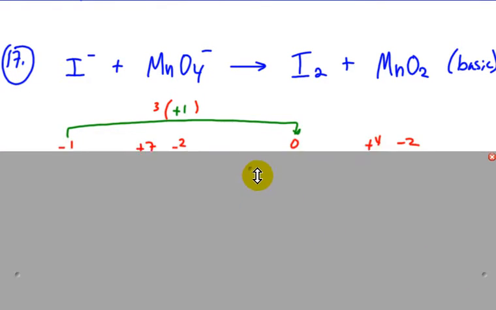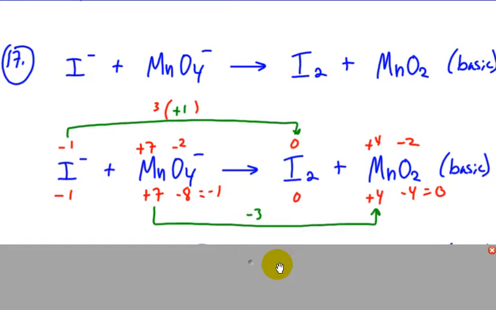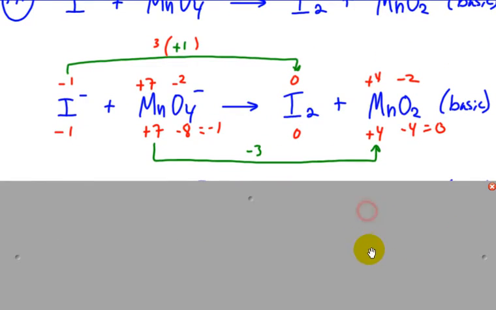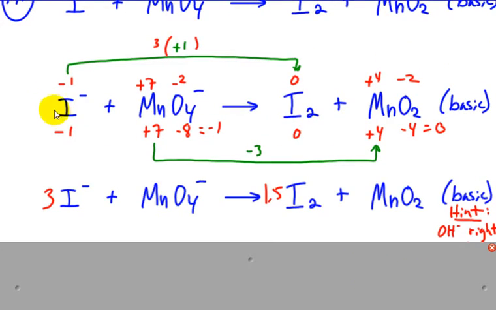Okay, if you had a chance to do that, this is what you would have come up with. Iodine is going from -1 to 0, so it's getting more positive, it's oxidized, -1 plus 1 is 0. Manganese going from +7 to +4, it's getting more negative, so it's reduced, 7 minus 3 is +4. And 3 and 1 both go into 3, so we're going to have to triple this. Okay, so we do that. So we need to have 3 iodides, and of course 2 times what is 3? 2 times 1.5 is 3.